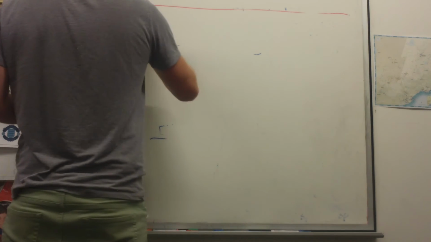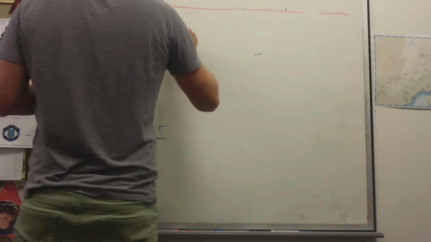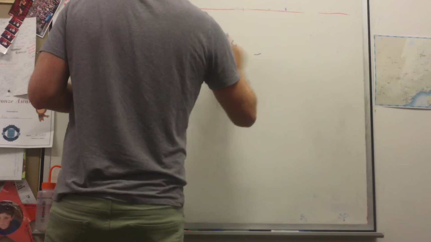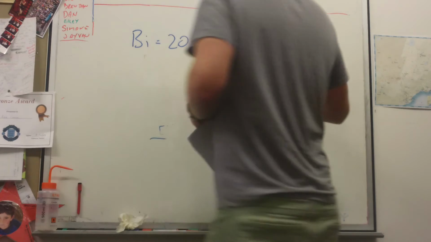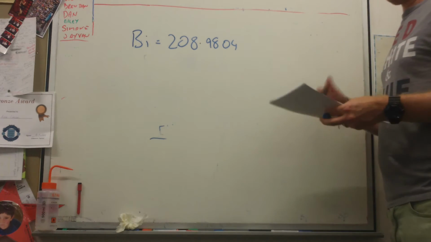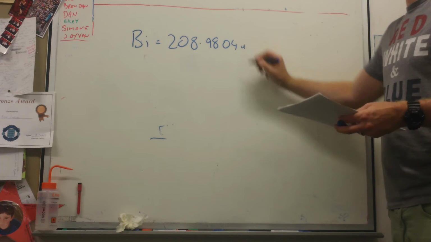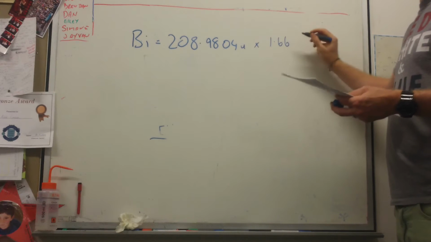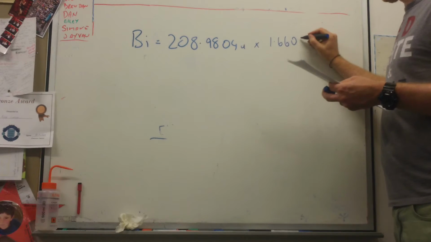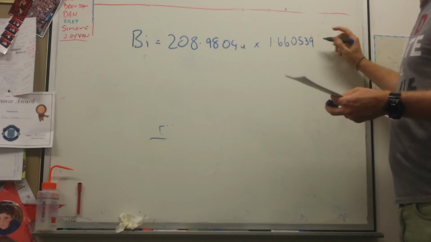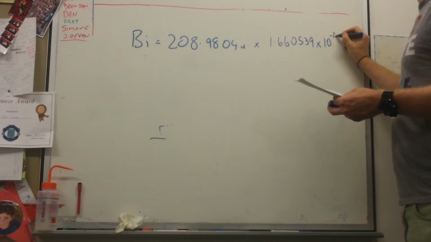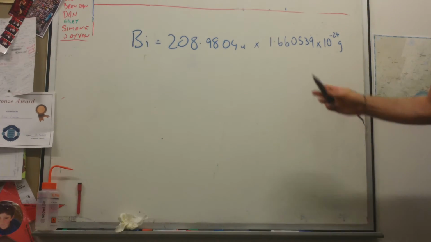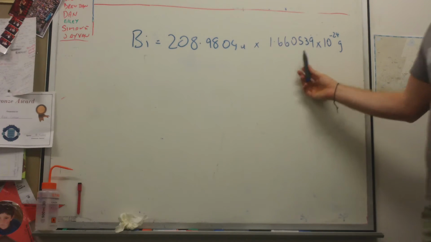So bismuth is 208, which is what we're given, 0.9804. And so we want to get an association in grams. That's atomic mass units, or U. 1 atomic mass unit weighs 1.660539, you can find this in the textbook, times 10 to the negative 24 grams. So going from AMU to grams, we multiply it by that, because 1 AMU weighs this much.